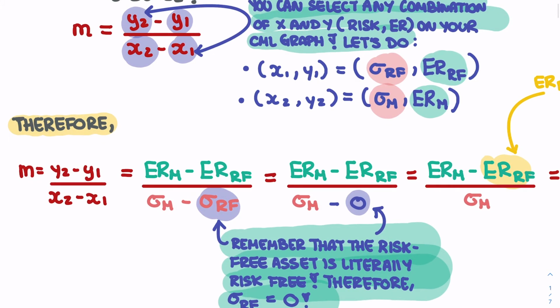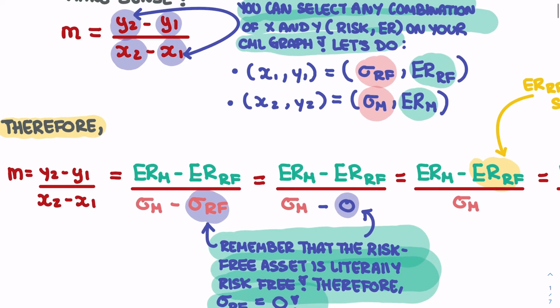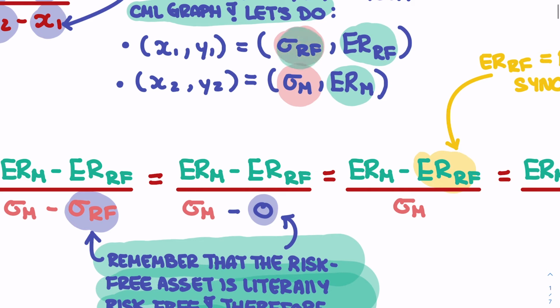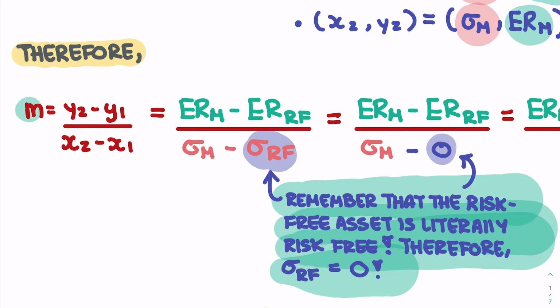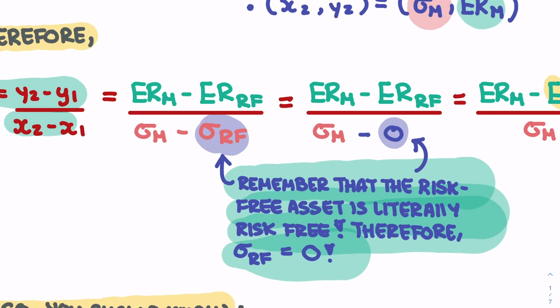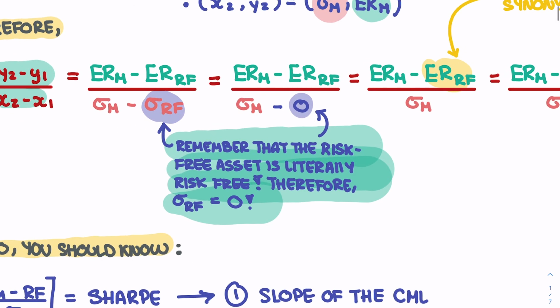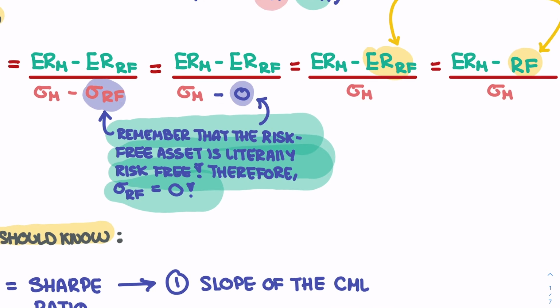Typically, a diligent person would use the points we already know: the risk-free rate and the risk of the market, as well as the returns of the risk-free rate and the returns of the market. If you know these things, you can place them into our slope formula, y2 minus y1 over x2 minus x1. If we go through the different iterations and steps, we quickly see that because the risk-free rate has no risk, that is equal to 0.